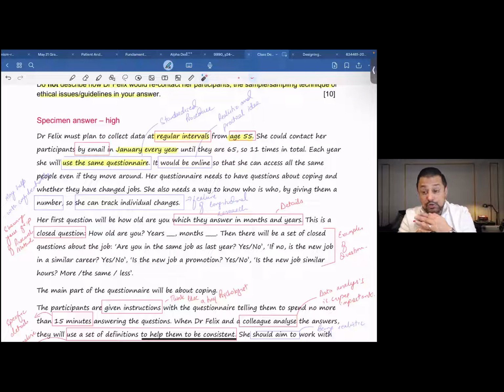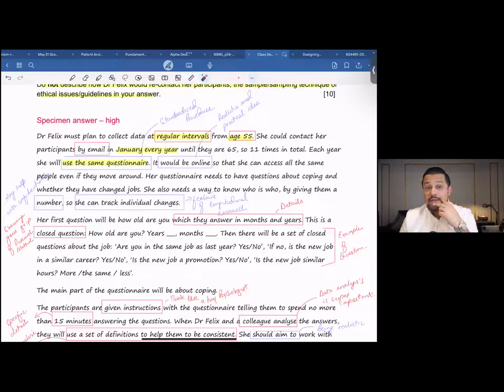I mean, you typically do that so that their personal information is not compromised. If you still don't get this, remember the CAIE allocates a candidate number to you. So if you've understood that, you should understand this as well. So she also needs a way to know who is who by giving them a number so she can track individual changes. Another important feature of a longitudinal study, being able to track individual changes.